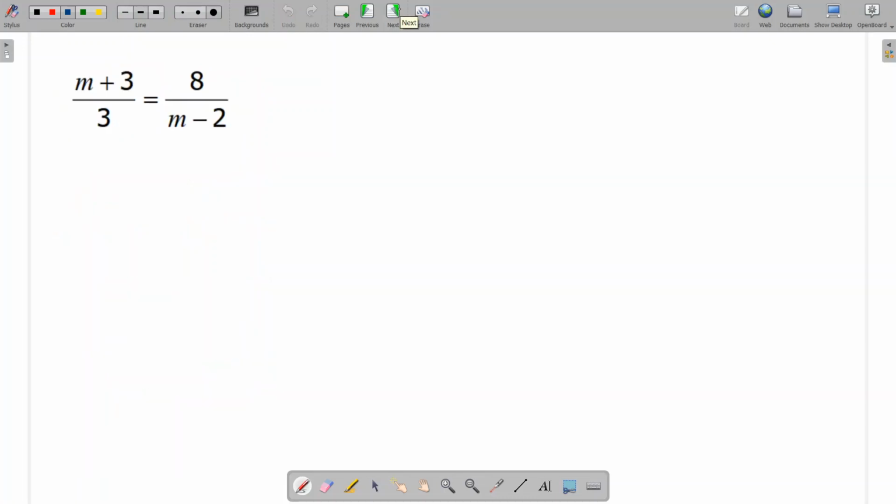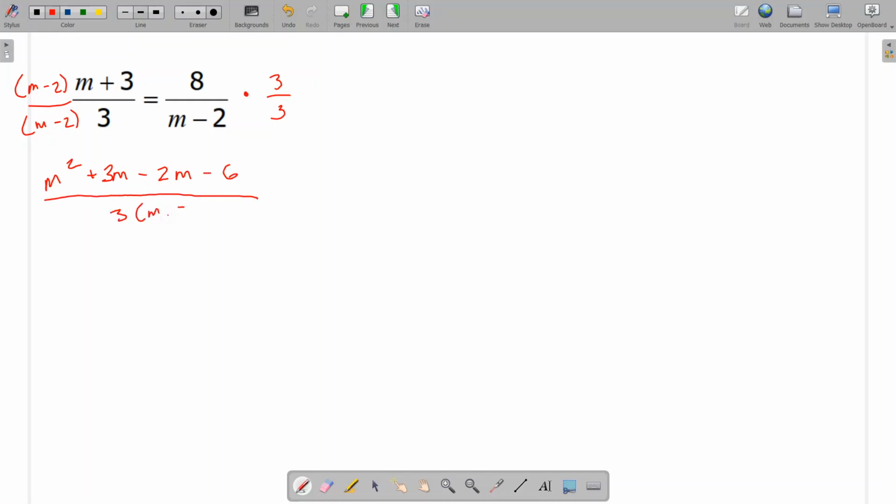Okay, so another one very similar. We need a common denominator first, so that means that this side needs multiplied by 3. This side needs multiplied by m minus 2. So we're going to get m squared plus 3m minus 2m minus 6 all over 3 times m minus 2, equal to 24 over 3 times m minus 2.